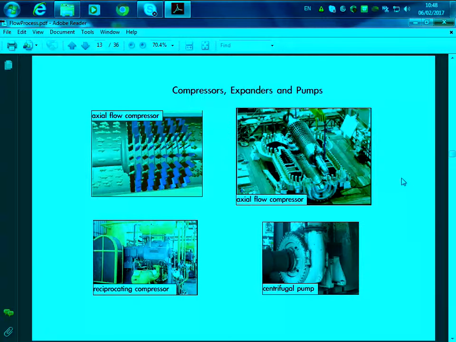So normally, gases and vapors will use this type of equipment: compressors and expanders, and for liquids, you change the pressure through a pump. In a compressor, we go from low pressure to high pressure by applying work. In an expander, we go from high pressure to low pressure, producing work. In a pump, we apply work and go from low pressure to high pressure.